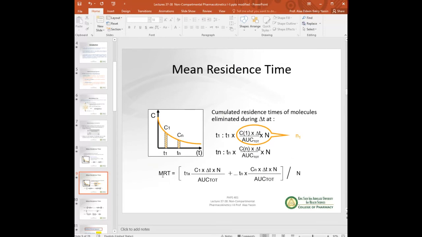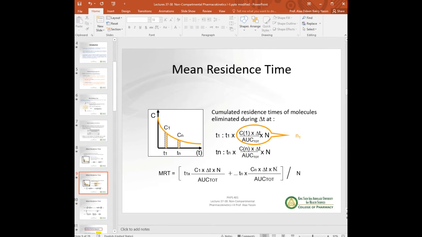So you can write it as a general formula like this: the time multiplied by the n, which is the area under the curve, can be written like this: concentration في delta T على total AUC multiplied by n. If I put n, it will be in the numerator. And this will continue 2, 3, 4 till you reach any number of times, generally Cn till the end. So the total of this summation is again divided by the total number of molecules.